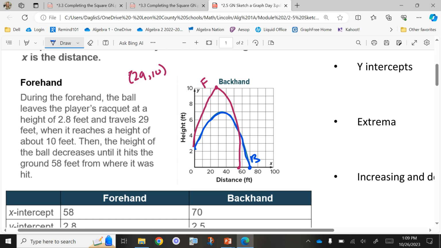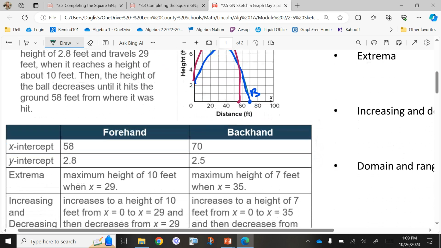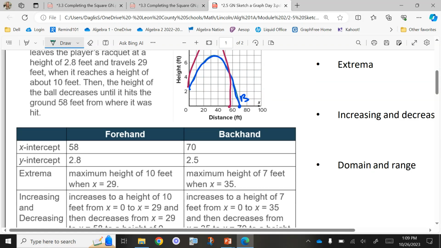So if you know tennis, backhand shots usually go higher just because of the angle of your wrist. So that usually is like your ankle up. It's going to make it go up higher. So we have graphs. We have pictures. They were also nice enough to give us a detailed table of exactly where things are.